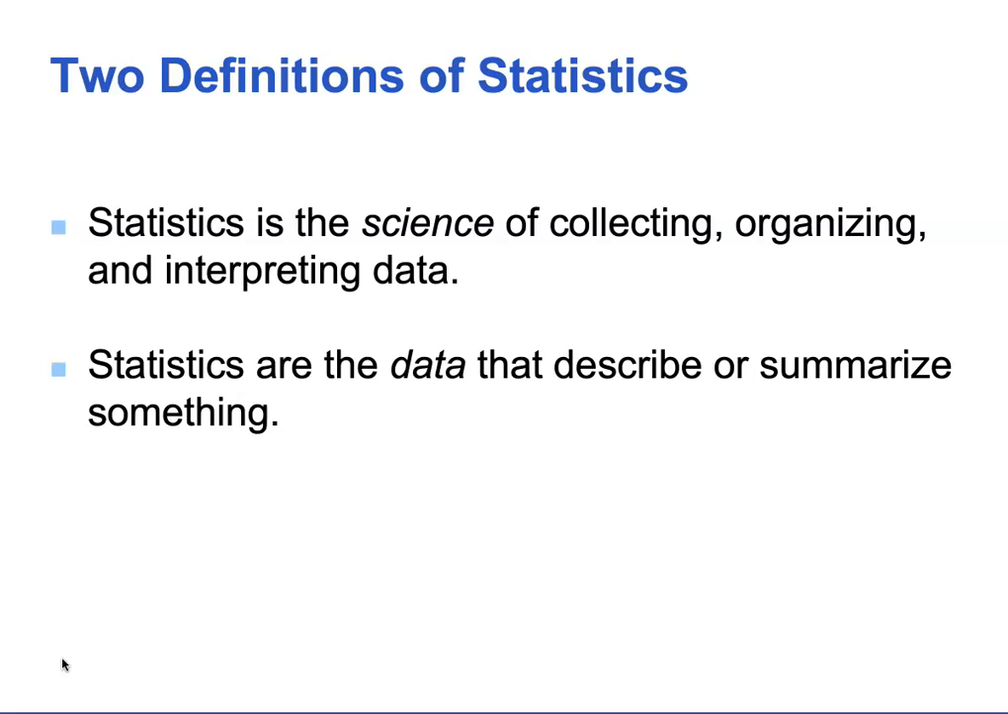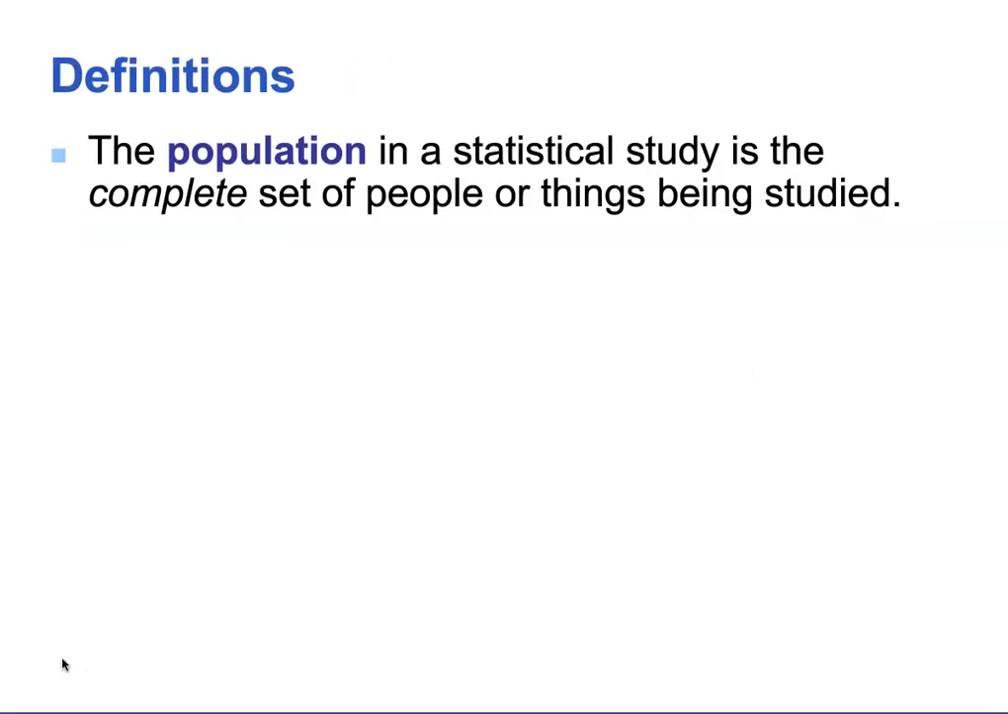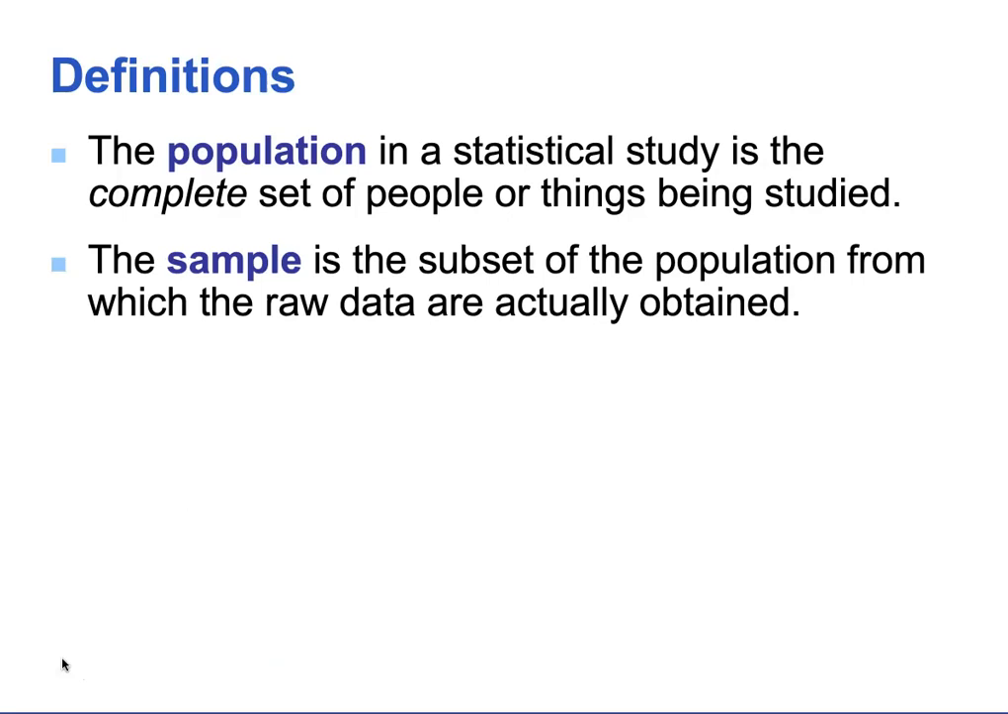Statistics is considered a science in which you find data and interpret it, whatever you find out of it, and statistics are the data that describe and summarize something. The population in a statistical study is the complete set of the people or things being studied. The sample is a subset of the population for which the raw data are actually obtained. So when you can't use the whole population, you'll use sample data.